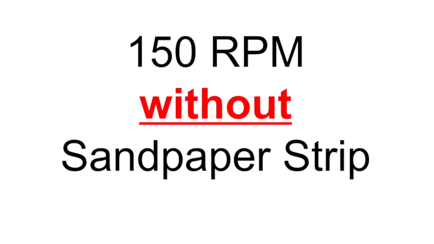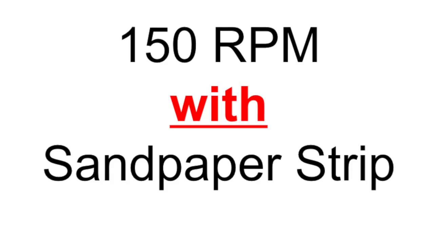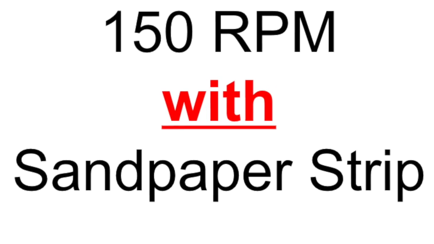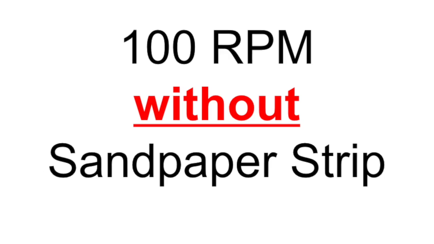Now the videos of flow have a certain order with respect to the RPM. Our first run was 150 RPM with no sandpaper. The following video is 150 RPM with the sandpaper. Next one was run at 100 RPM with no sandpaper. The last one was 150 RPM again with sandpaper.